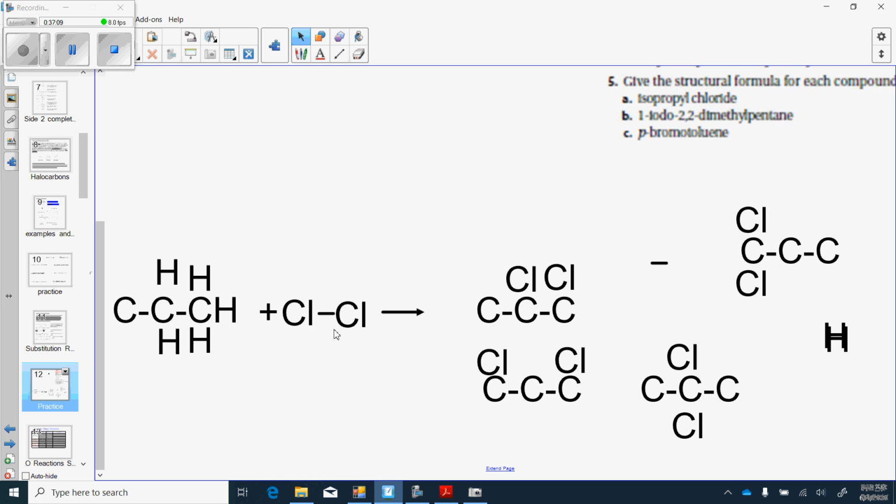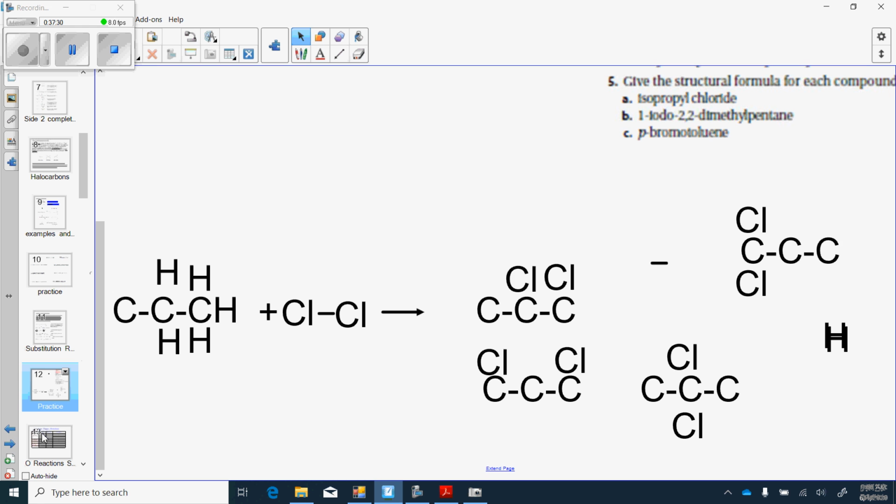If 1 was substituting, there'd actually be 2 possible outcomes. We could put the chlorine here, so we'd have 2-chloropropane, or we could put it on the front or the back and we'd have 1-chloropropane. So you'd have 2 possibilities if we were just substituting 1 chlorine. I hope that helps out.